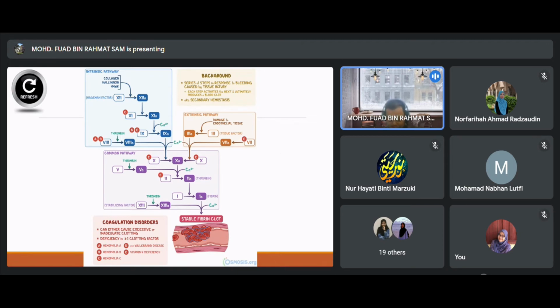So the other name for factor number 8 is the anti-hemophilic factor. The other synonym for factor number 9 is the Christmas factor. And then Hageman factor for factor number 12, and plasma thromboplastin antecedent is factor number 11. Now, how about the common pathway? The coagulation factors that are involved under the common pathway.